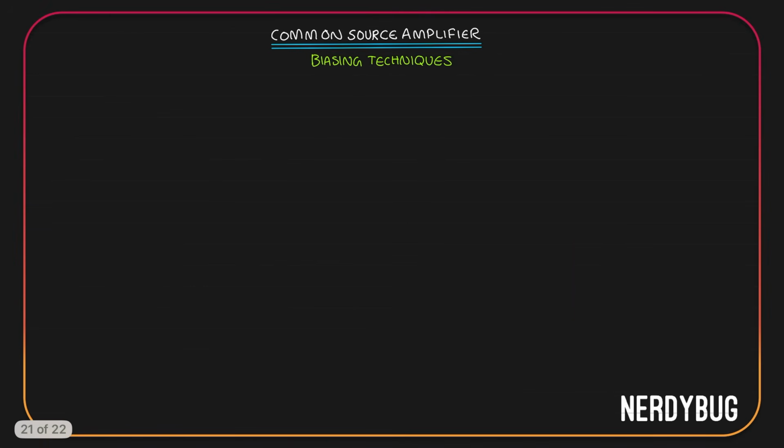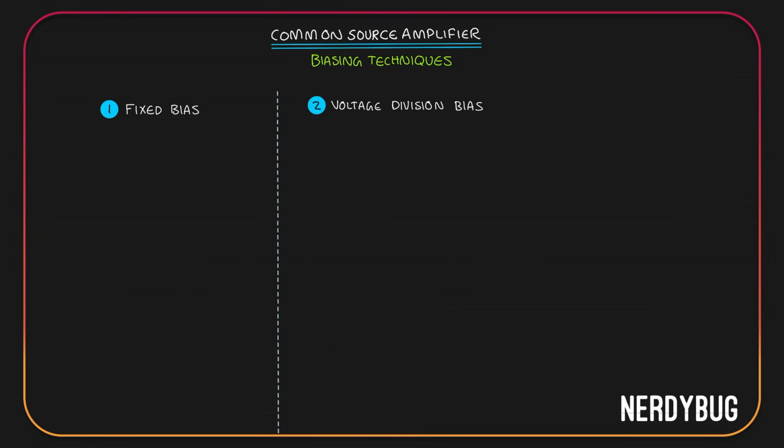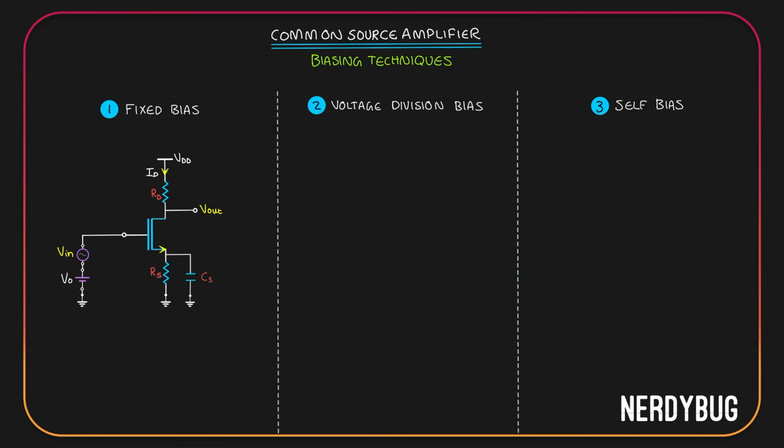Finally, let us discuss some biasing techniques. We'll see fixed bias, voltage division bias, and self-bias. Fixed bias is what we have used in the entire video. This one. We add a fixed bias voltage V0 in series with the input voltage.